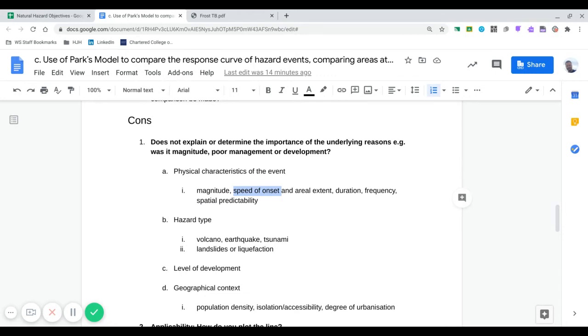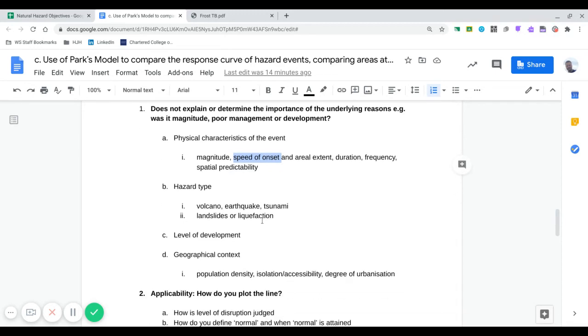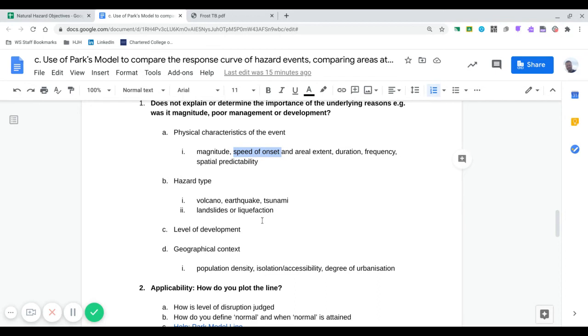Because it's not just down to the management, it's down to the physical characteristics of the event themselves. And unpicking that's really difficult. The hazard type, not just if you could compare earthquake with earthquake, but also volcano with earthquake. How would you actually do that on a model like this? Also the secondary hazards. I mean, you could think about things like landslides and liquefaction.